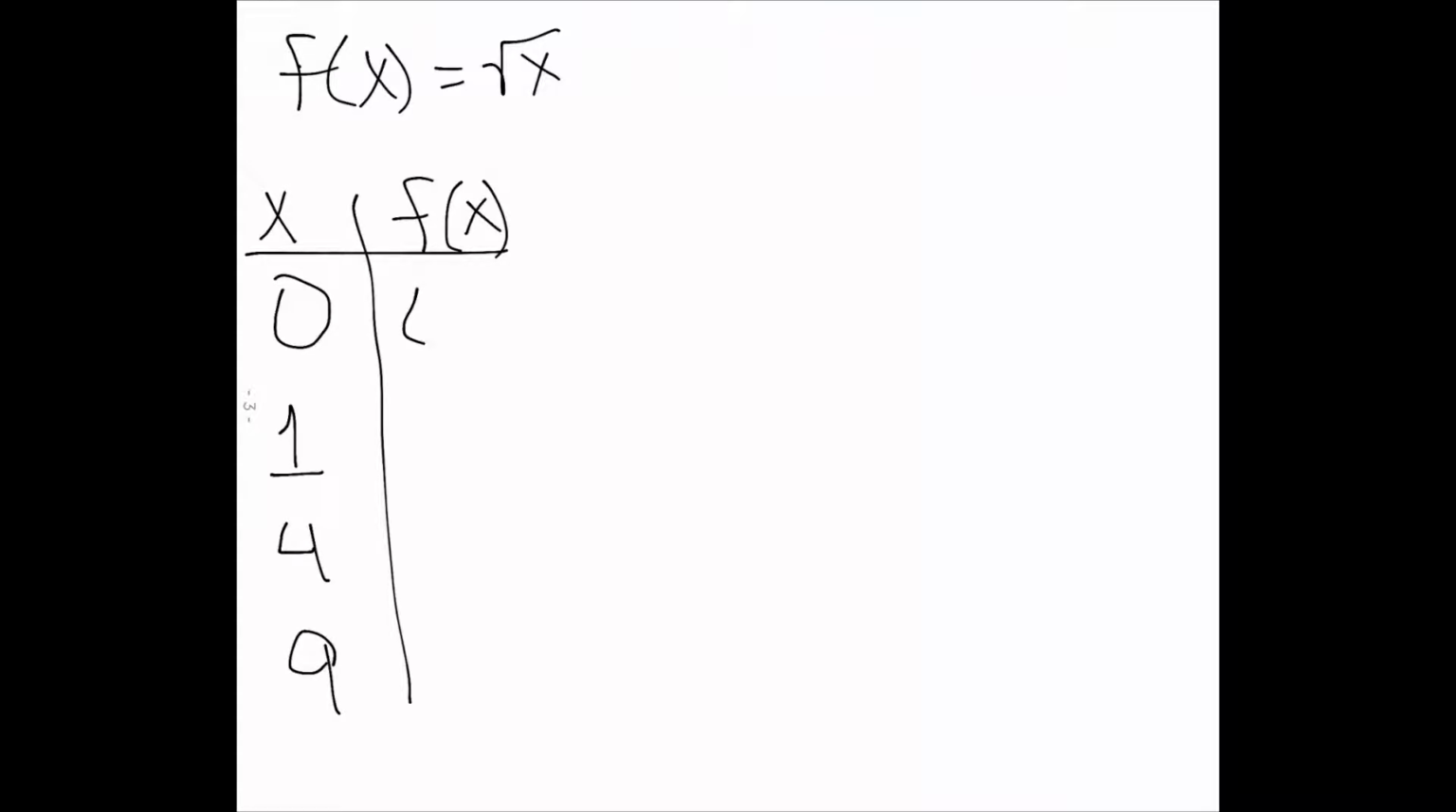So the square root of 0 is 0. The square root of 1 is 1. The square root of 4 is 2. And the square root of 9 is 3. So I purposely picked these numbers because I knew they were going to give me a nice output.